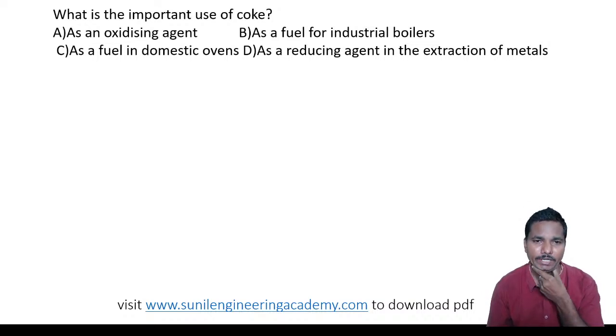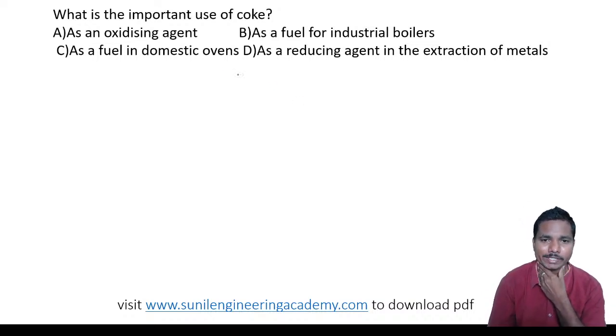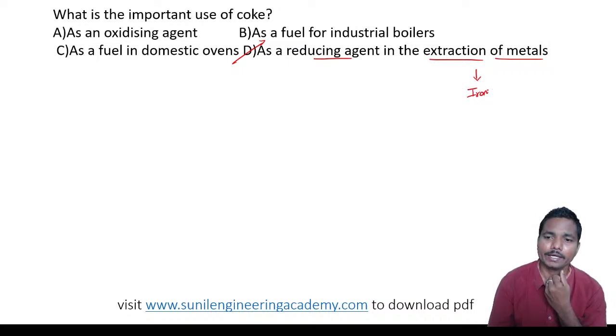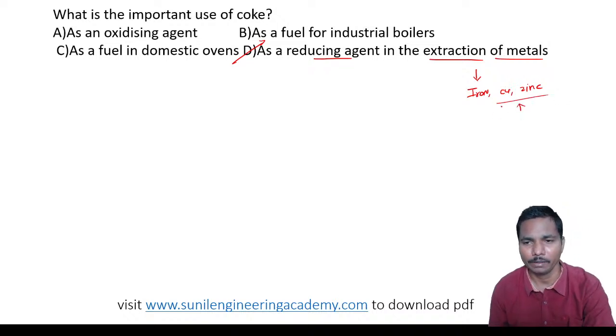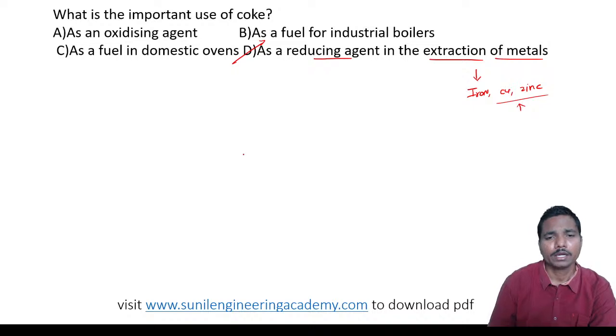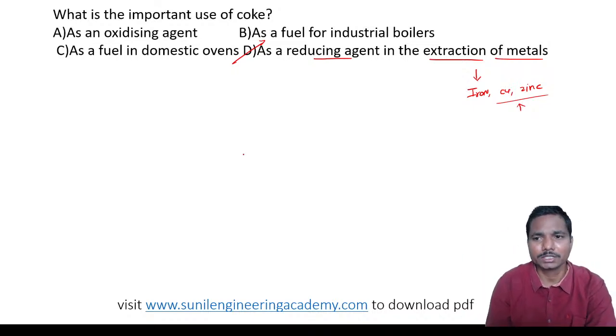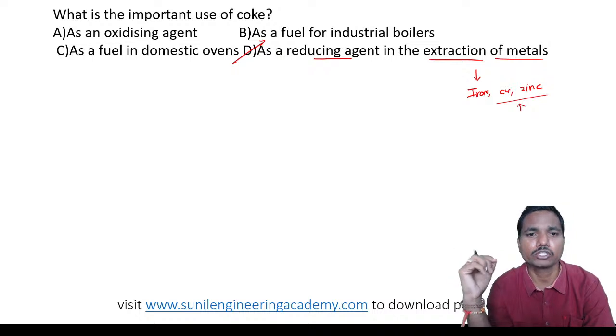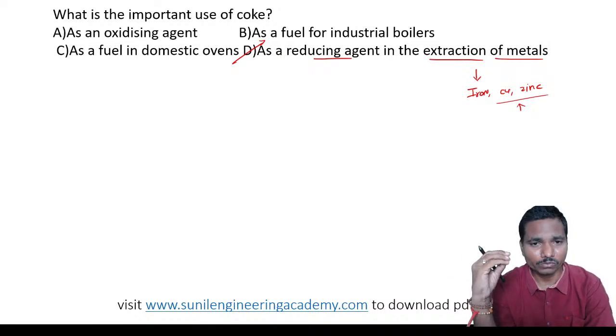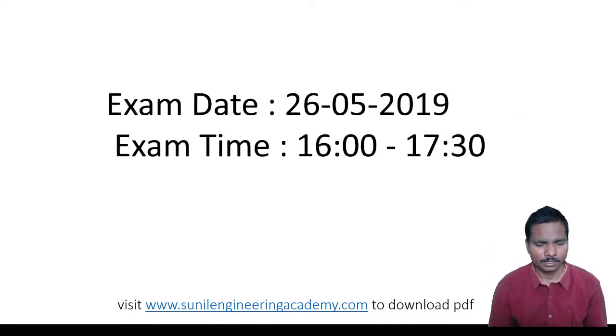A very important use of coke is as a reducing agent in the extraction of metals like iron, copper, zinc, whatever it may be. So for extracting metals, we use coke. Also, in some industries, coke is used as the fuel for furnaces. Okay, and the next questions are from the exam dated 26/5/2019.